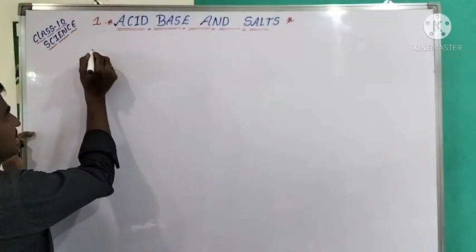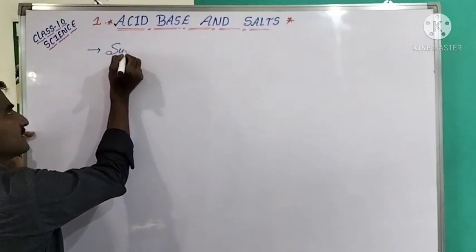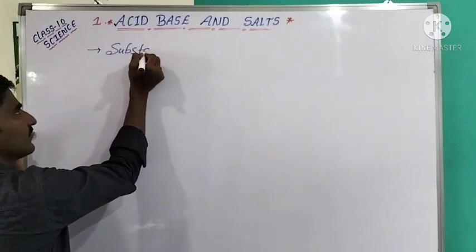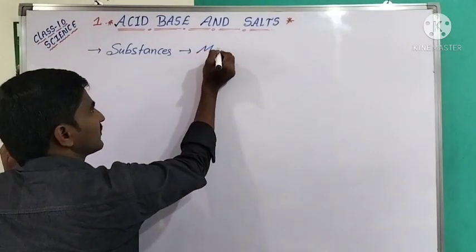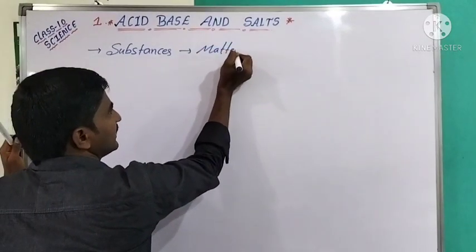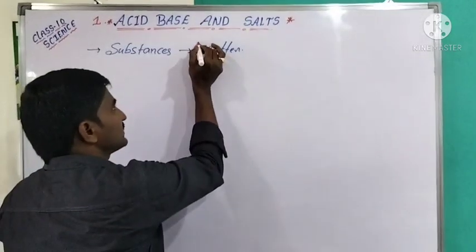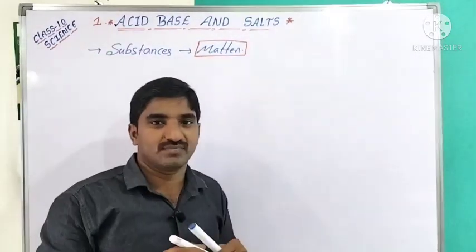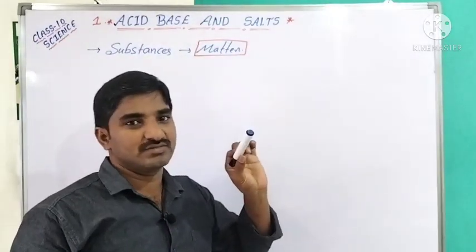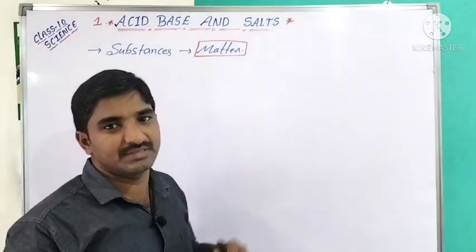According to chemistry, a substance is known as matter. In the universe, so many substances are there; it's nothing but so many kinds of matter. What is the meaning of matter? This marker is one matter, a chalk piece is one matter, the board is one matter.